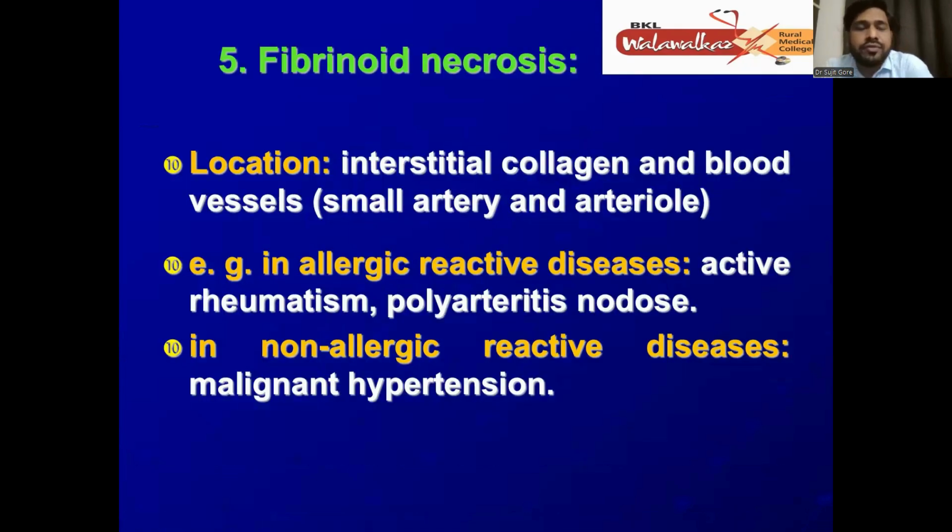Now, fifth type of the necrosis is fibrinoid necrosis. The location is interstitial collagen and the blood vessels; small arteries and the arterioles are commonly involved. In allergic reactive diseases, acute rheumatism, polyarteritis nodosa. In non-allergic reactive diseases, malignant hypertension is the classic example of fibrinoid necrosis.